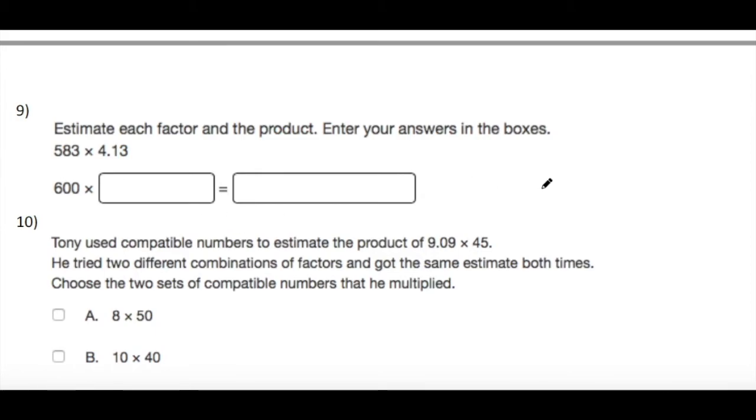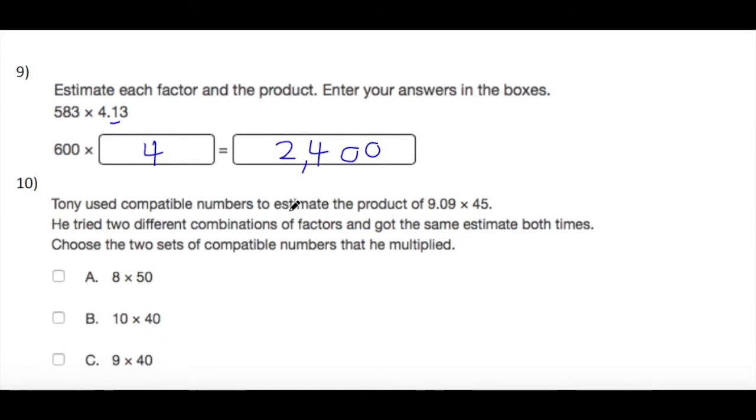Estimate each factor and the product. Enter your answers in the boxes. Here, if you notice, 583 will be 600, and 4.13, here 1 is a weak digit, so we will keep it 4 without adding 1. Now 600 times 4, put 2 zeros down, and 6 times 4 equals 24, so it will be 2400. Let us move to the next question.